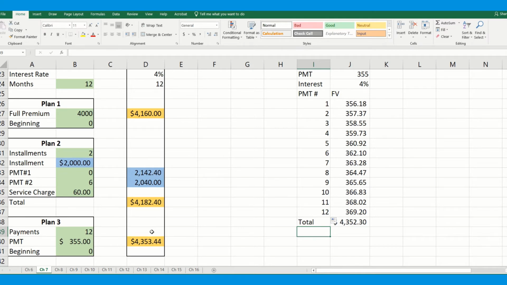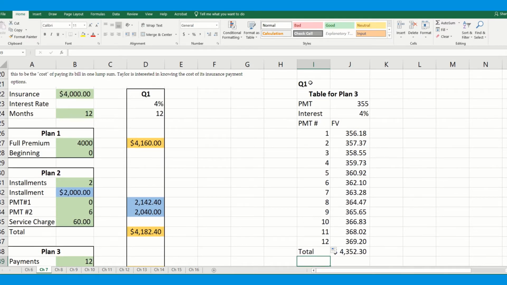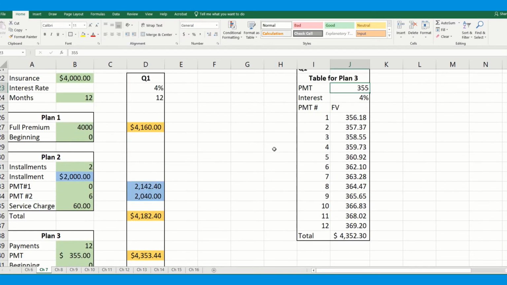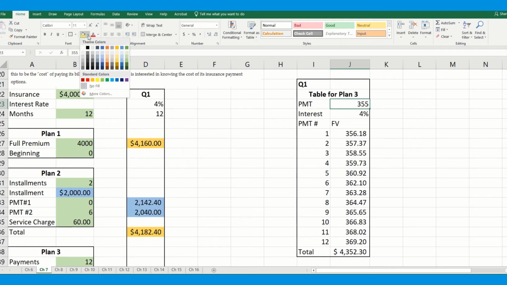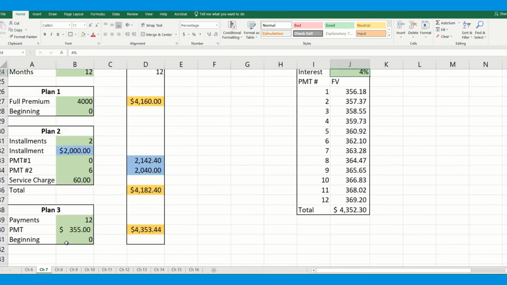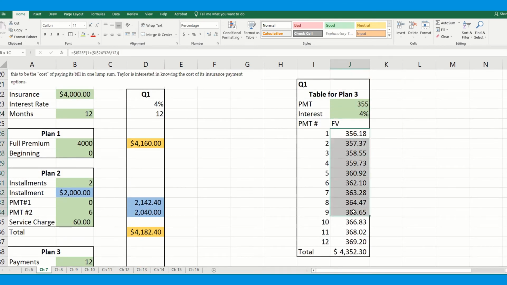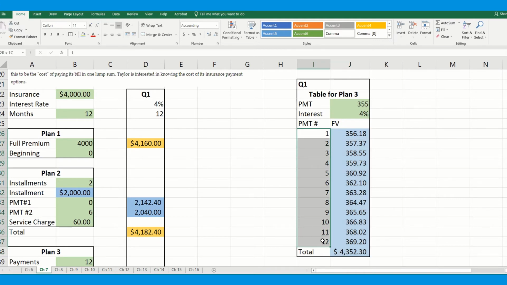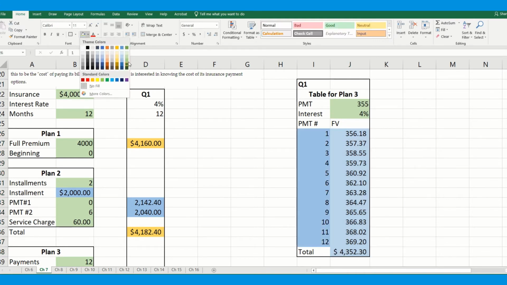So I'll just box it in. And I will put in my codes for input. So my input in this one is going to be that green. My input in that one is going to be my green. And then I'm just checking my calculated field. So all of these are calculated, and that's that blue. And my payments are actually inputted, so those are going to be the green.